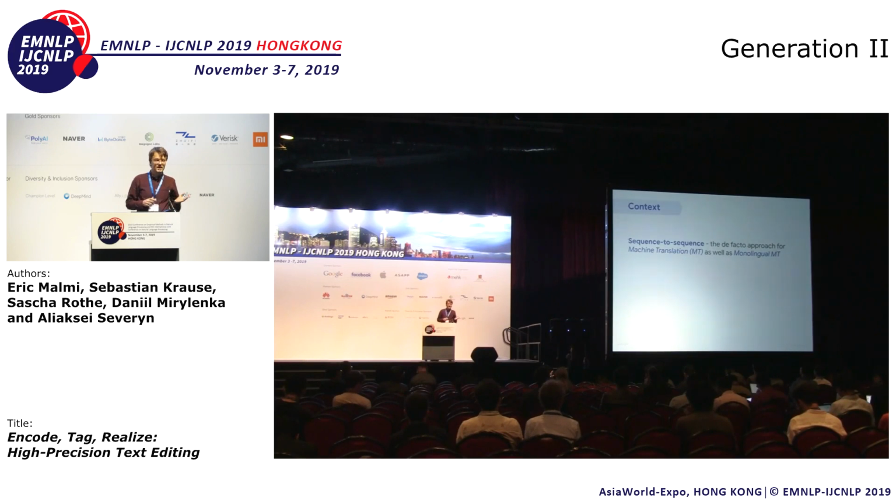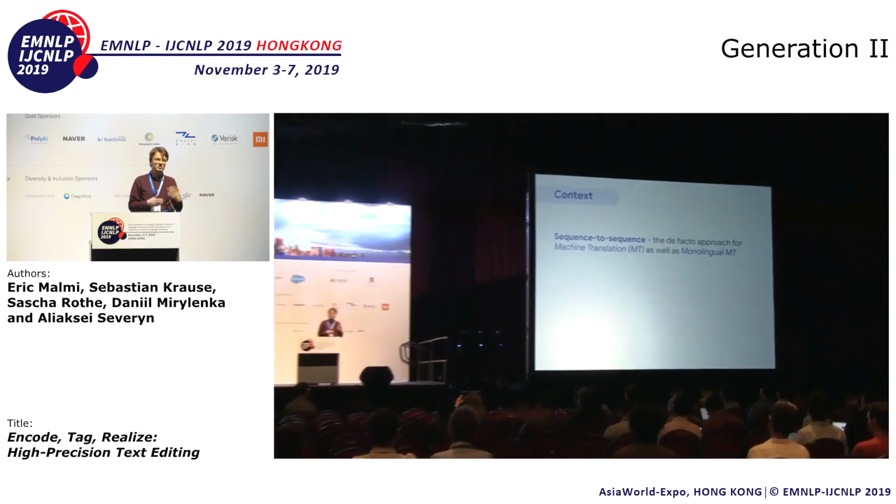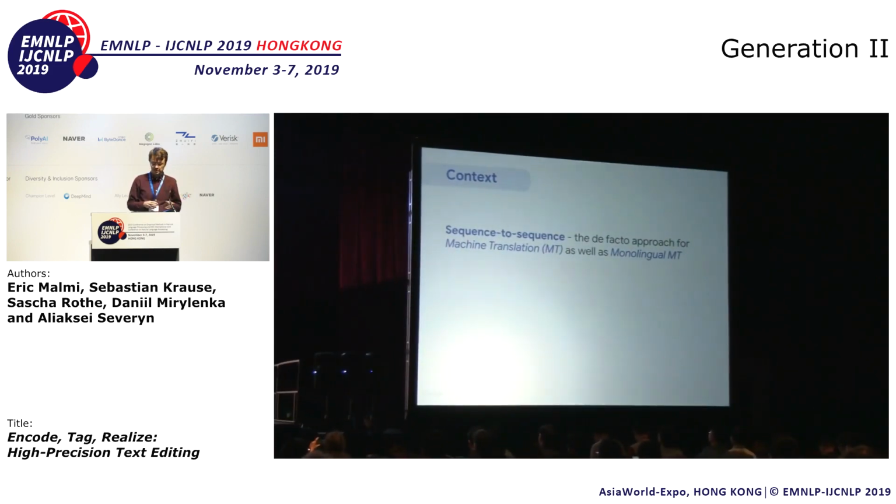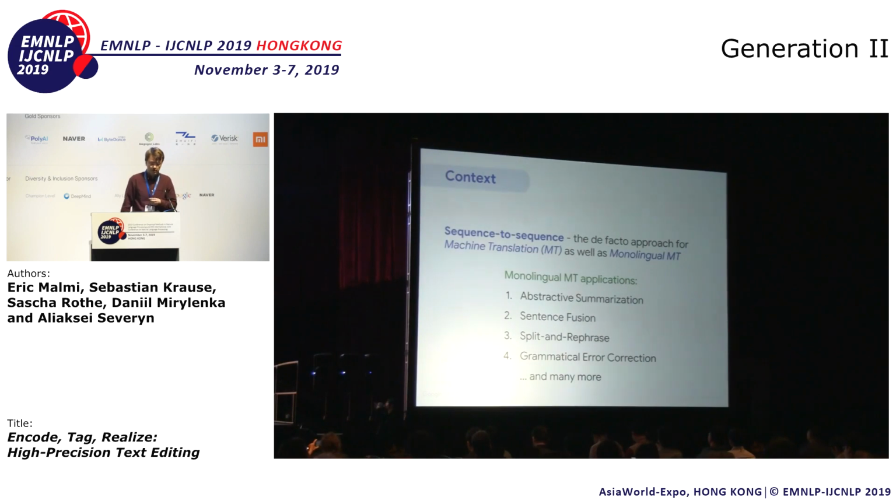As we heard in the excellent keynote this morning, sequence-to-sequence methods have really revolutionized machine translation. And not only machine translation, but they've become the standard method for many other tasks, especially monolingual machine translation tasks, where your source text and the target text have the same language. Examples of cases where seq2seq models are often used are abstractive summarization, sentence fusion, split and rephrase, and many other tasks. And in our work, we focus specifically on these monolingual machine translation tasks.